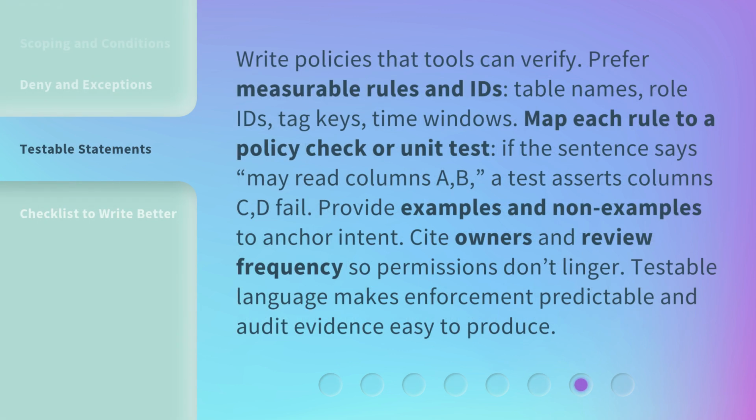Write policies that tools can verify. Prefer measurable rules and IDs, table names, role IDs, tag keys, time windows. Map each rule to a policy check or unit test. If the sentence says, may read columns A, B, a test asserts columns C, D fail. Provide examples and non-examples to anchor intent. Cite owners and review frequency so permissions don't linger. Testable language makes enforcement predictable and audit evidence easy to produce.